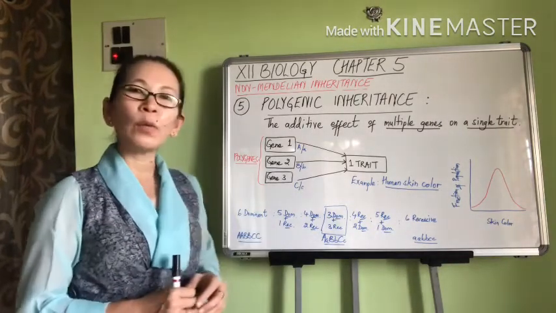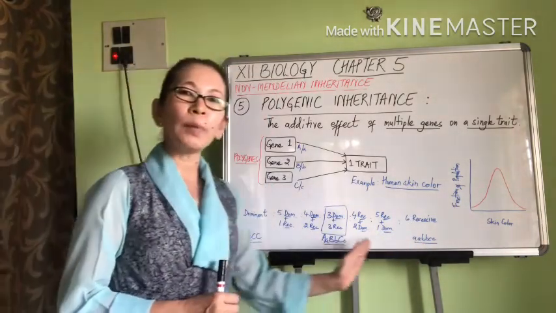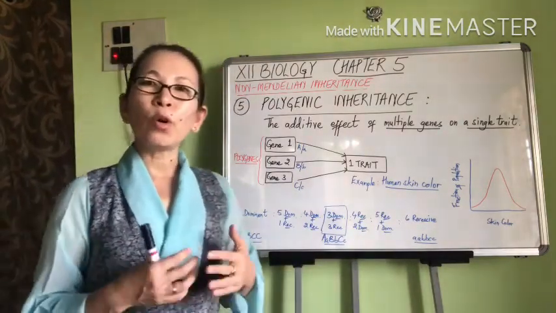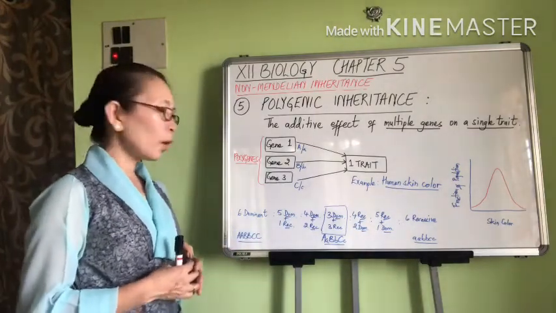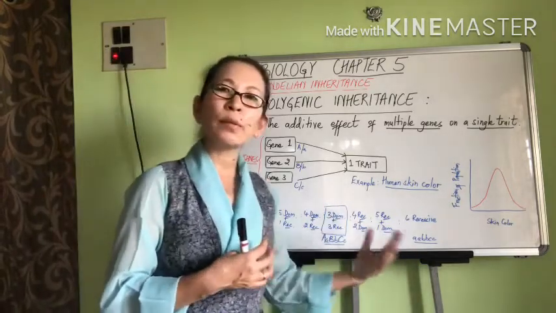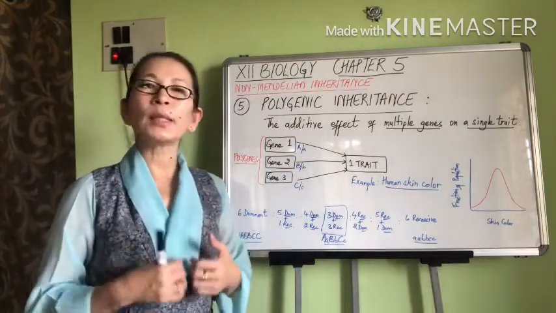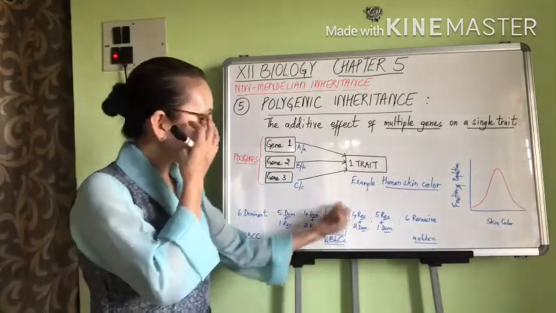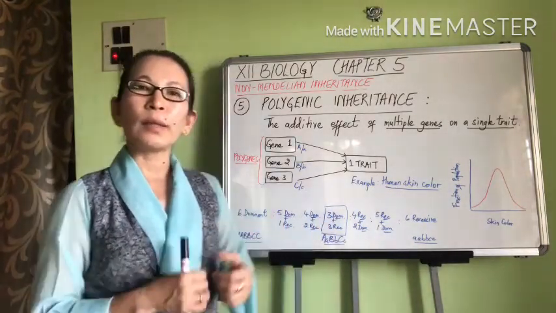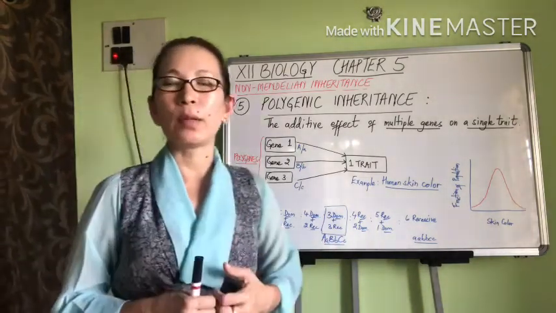In this way, we see that the gradation of skin coloration, or the continuum in skin coloration, depends on the allelic combination. More of the dominant allelic combination would mean a darker skin coloration, and more of the recessive allelic combination would result in a lighter skin coloration. And individuals with equal numbers of dominant and recessive alleles are going to show an intermediate or medium skin coloration.